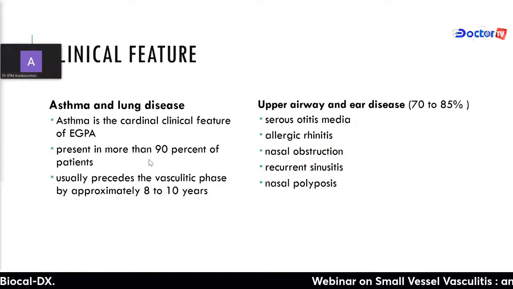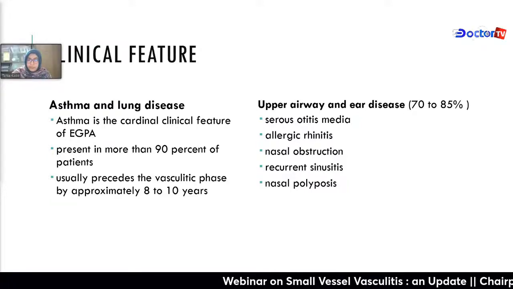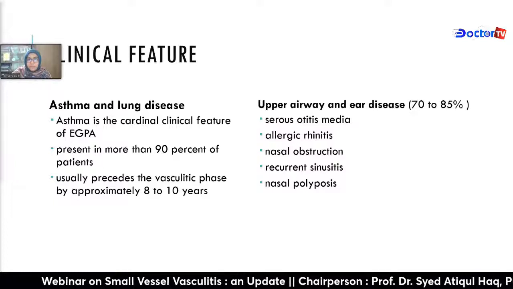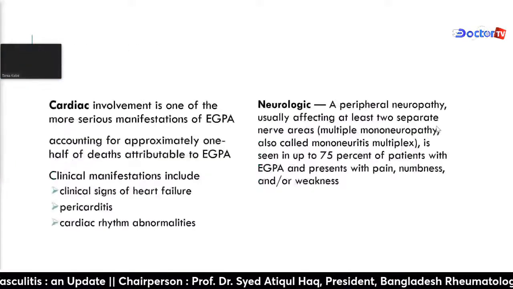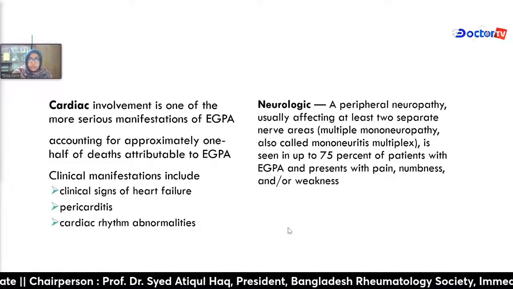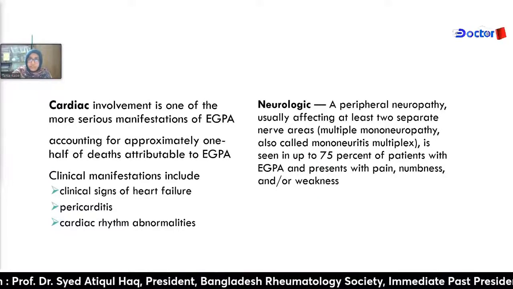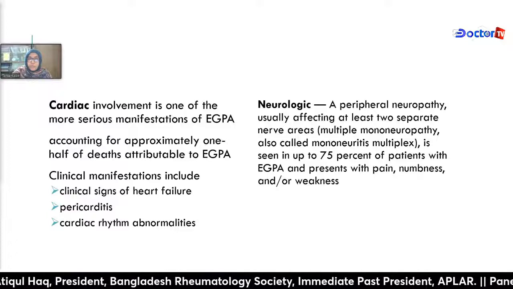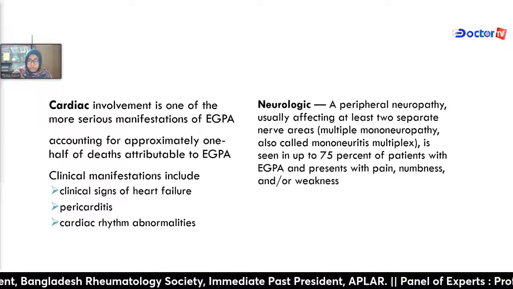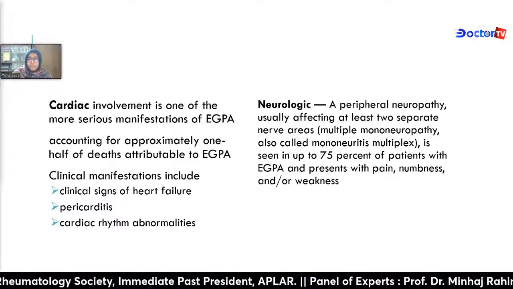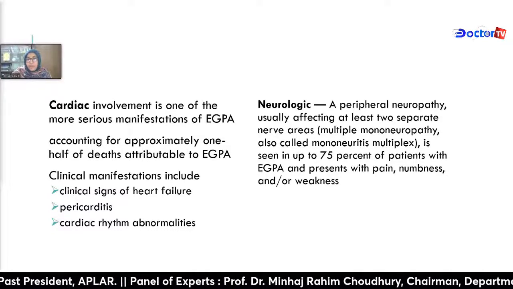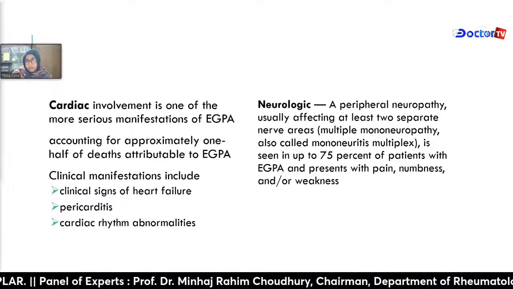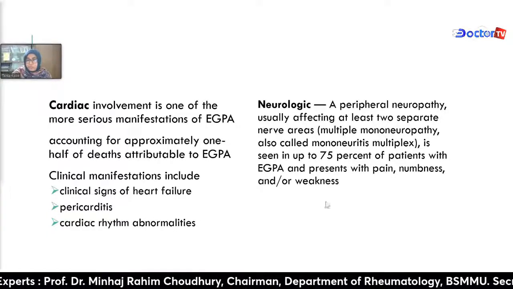Asthma is the cardinal clinical feature of EGPA. More than 90% of the patients present with asthma, which may precede the vasculitic phase by approximately 8 to 10 years. Upper airway and ear disease are also common in EGPA patients. Cardiac involvement is the most serious manifestation of EGPA, which accounts for approximately 1/2 of the deaths in patients of EGPA. Patients may present with features of heart failure, pericarditis, and cardiac rhythm abnormalities. Peripheral neuropathy is seen in up to 75% of patients of EGPA.